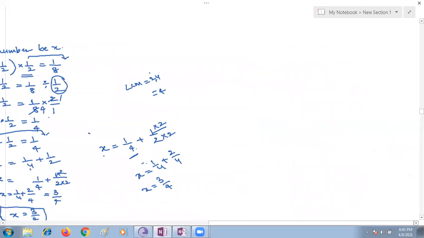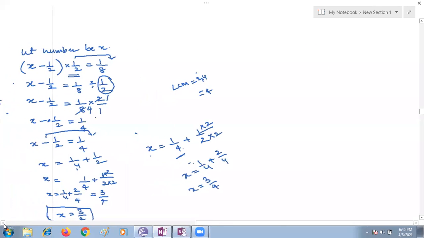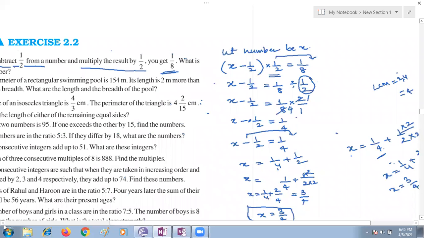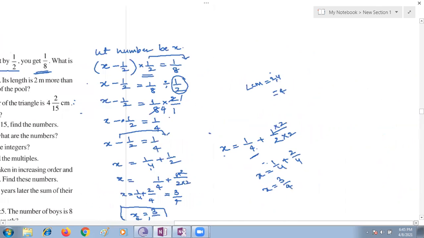What are the given things you are supposed to write down, children? The statements you have to write down. What are the statements given for you? You just check it. And the perimeter is 154 meters. Yes, perimeter is 154 meters. Yes, second one.